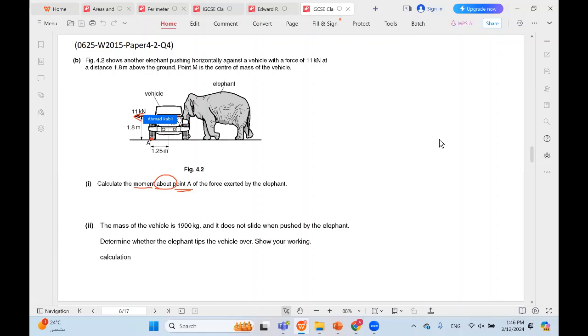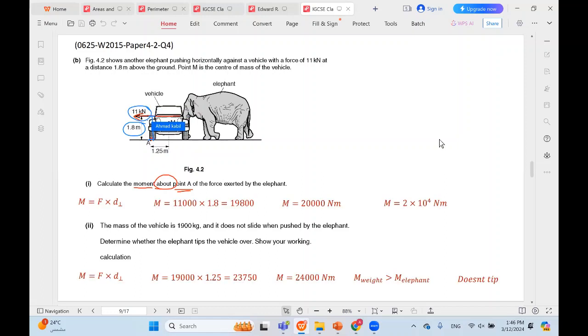Since the force is horizontal, the distance must be vertical because they must be perpendicular to each other. So the vertical distance here is 1.8 and the horizontal force is 11,000. Therefore we multiply 11,000 by 1.8 to get 19,800. Of course, 19,800 can be approximated into 20,000. In scientific notation, this can be written as 2 times 10 to the power of 4, or you could have written 1.98 times 10 to the power of 4 as well. This would have been a correct answer.